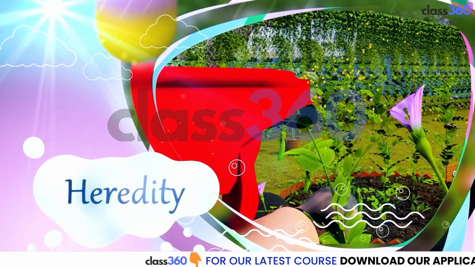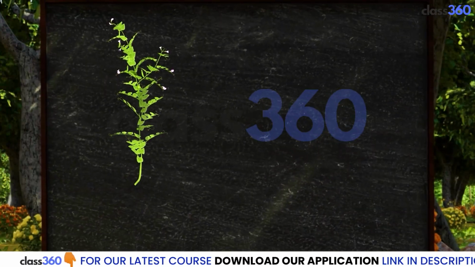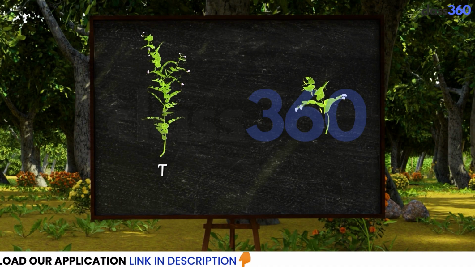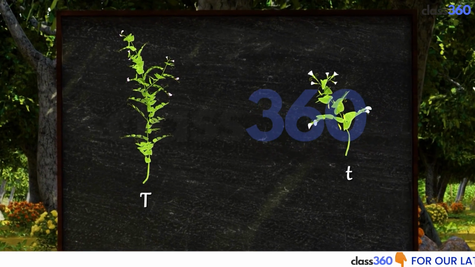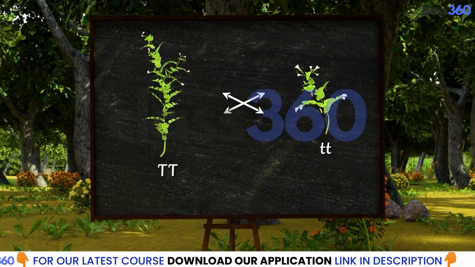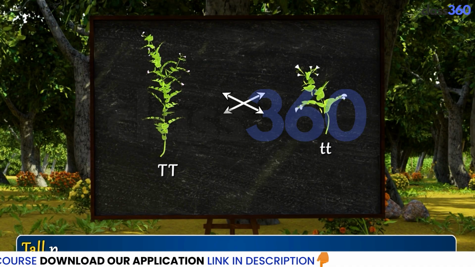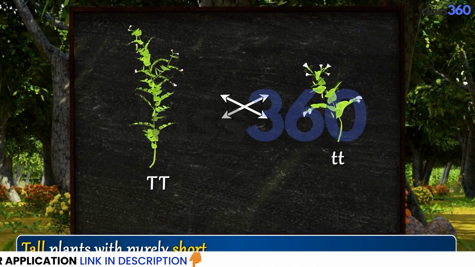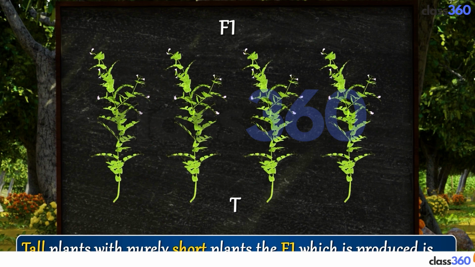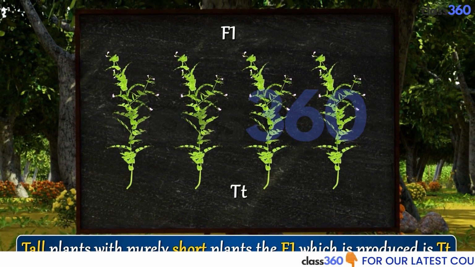Heredity. The tall gene was represented by capital T and the short or dwarf gene was represented as small t. So when he crossed the capital T plants with small t plants, meaning tall plants with purely short plants, the F1 which is produced is the capital T small t version.